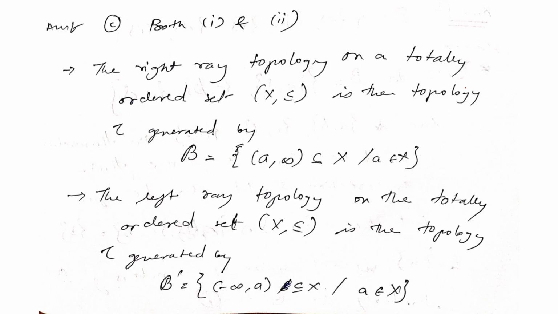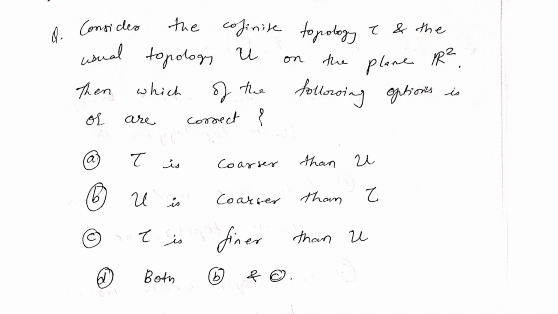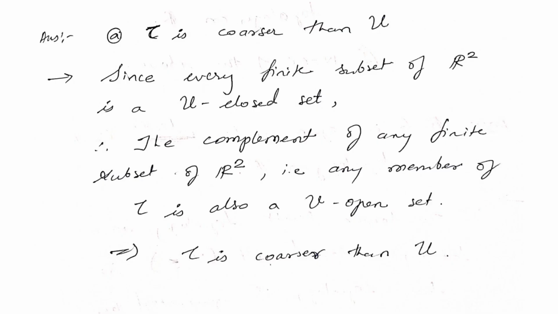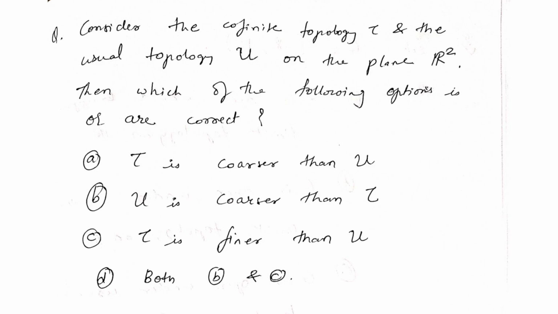Okay. First one basic definition है right ray का, और next वाला definition है left ray का. Okay. So let's move to the next question as we have already crossed the time limit. The last question is, consider the cofinite topology tau and the usual topology u on the plane R2. Then which of the following options is or are correct? So tau is coarser than u, or u is coarser than tau, or tau is finer than u, or both B and C.